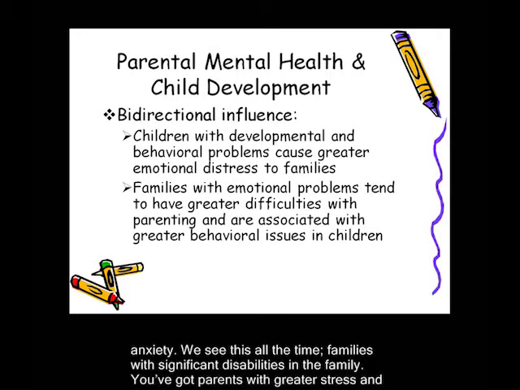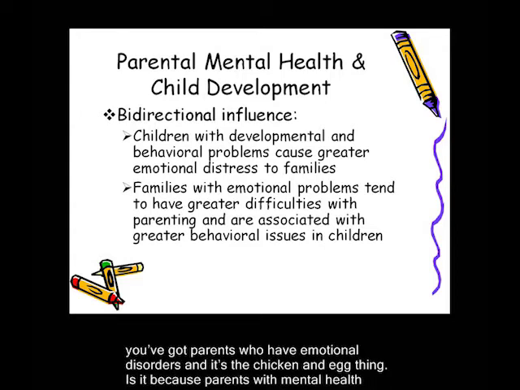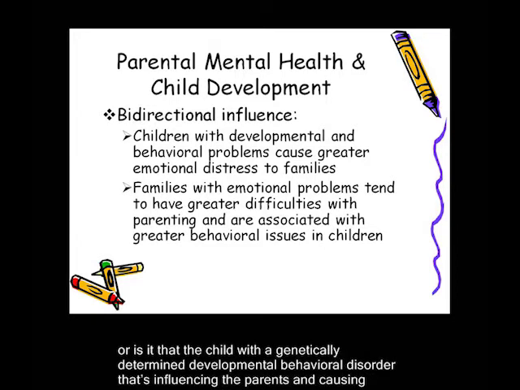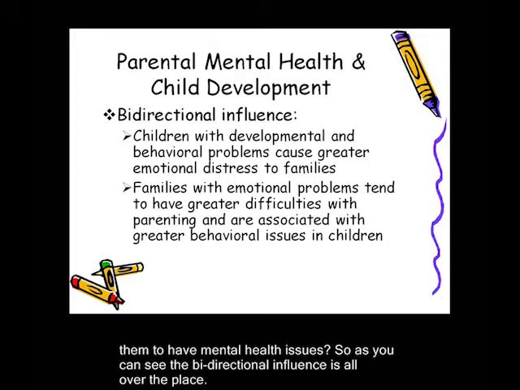Families with significant disabilities, you've got parents with greater stress, and you've got parents who have emotional disorders, and it's the chicken and egg thing. Is it because parents with mental health issues have had less than optimal parenting styles, less than optimal opportunities for children, leading to child behavior problems? Or is it the child with a genetically determined developmental behavioral disorder that's influencing the parents and causing them to have mental health issues? So as you can see, the bidirectional influence is all over the place.